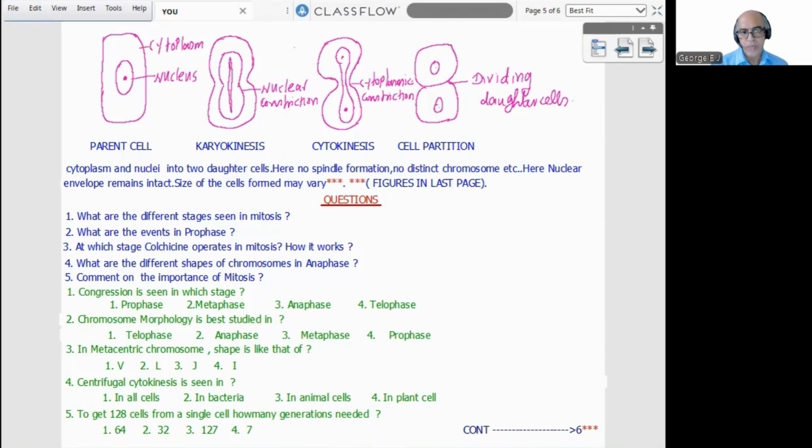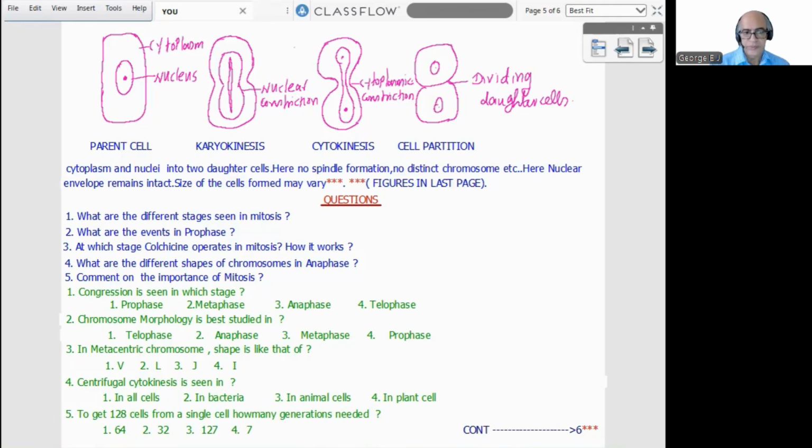Again, the nuclear envelope remains intact. The size of the cells formed may vary. Some books reference that it will be almost half, double, etc. So it may vary. And that is regarding this famous mitosis.